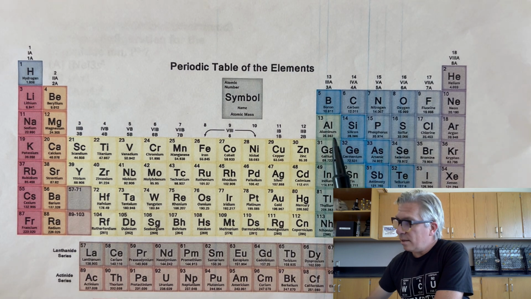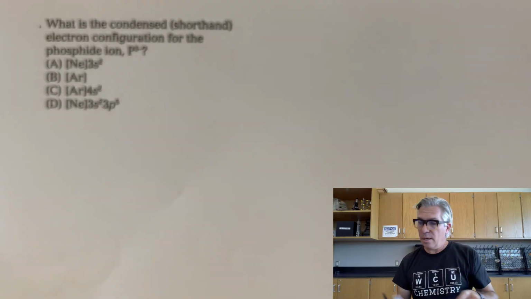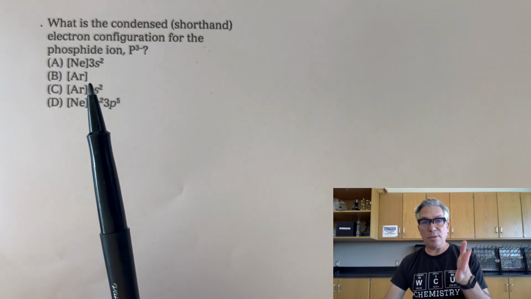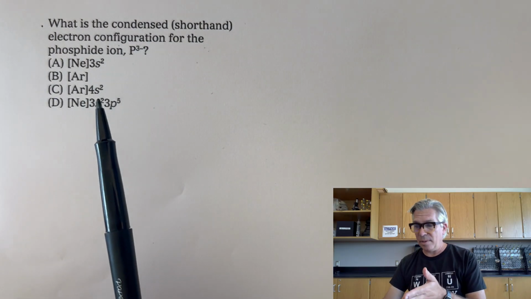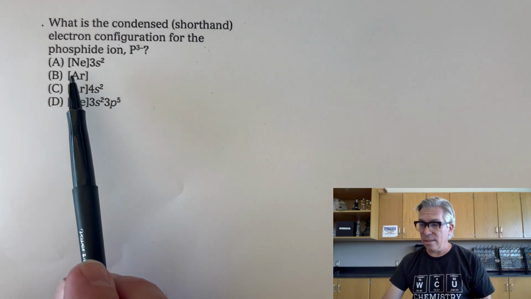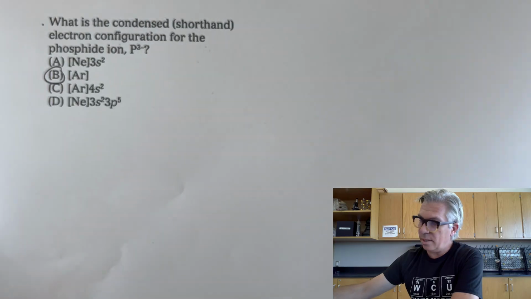Phosphorus is right there. 3rd row, p block, 3rd column in. So it's going to end in 3p3. But because it's 3-, we need to add 3 electrons. So instead of 3p3, we have 3p6. And the element that is in the spot occupied by 3p6 is argon. Nothing else, just argon. It is isoelectronic with argon, right?